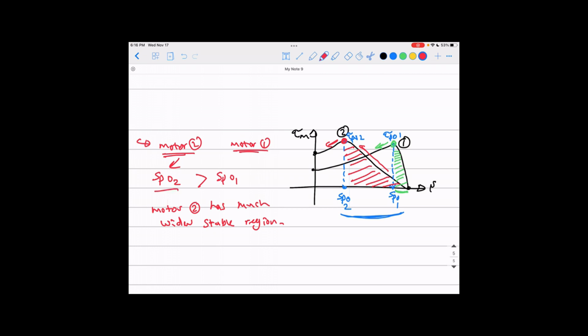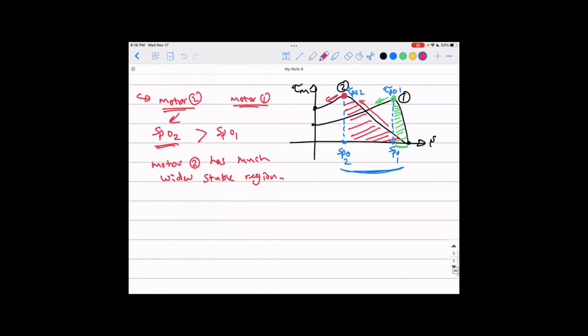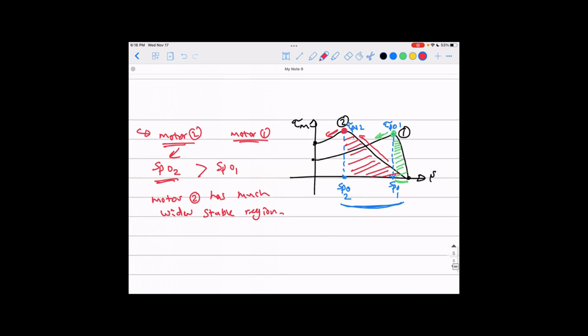We like to have a higher slip of the pull-out torque, because that means higher stability. Okay, guys? That's a very, very preferable thing. If this is something in your hand, can you actually play with this? Can you design your motor or do anything with it to make it more stable, to make the slip of the pull-out torque higher or lower? Let's see about this.